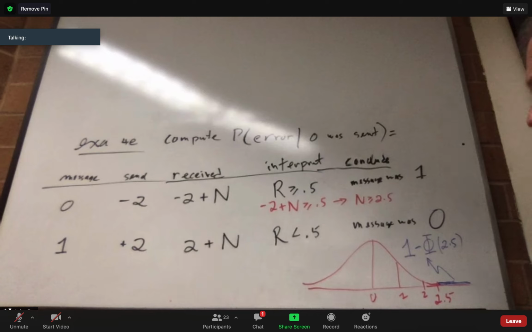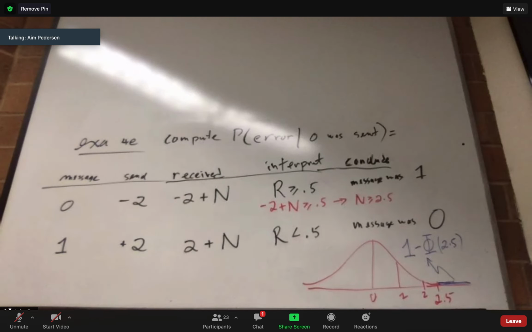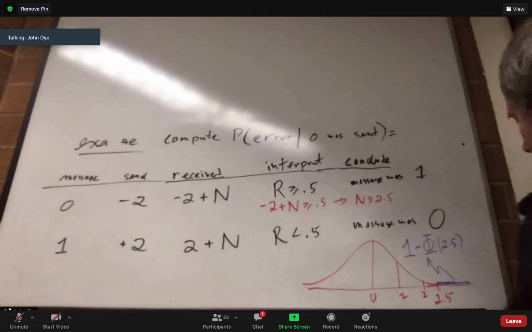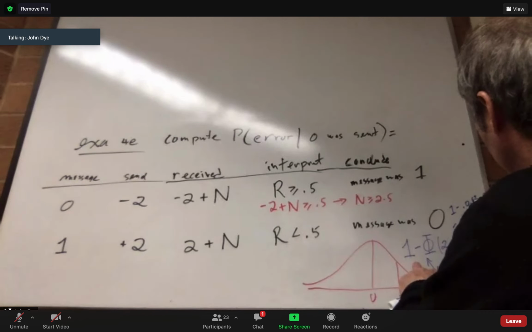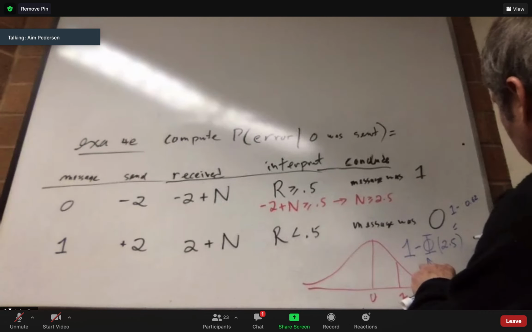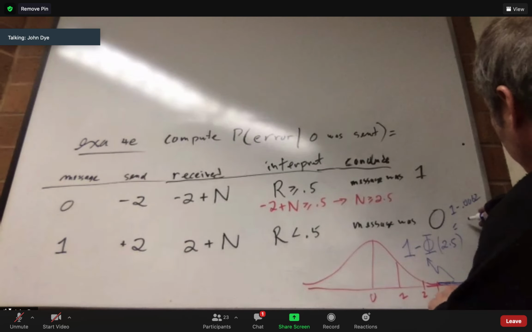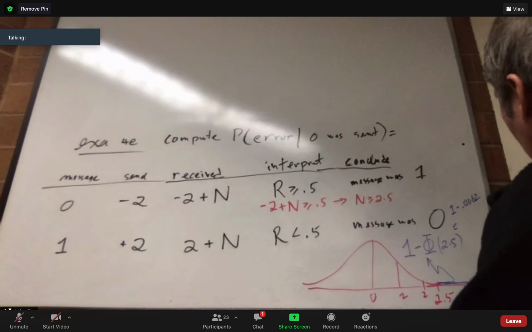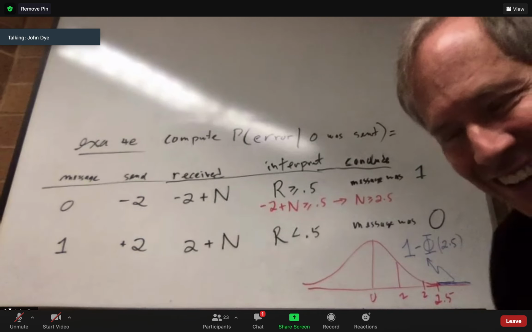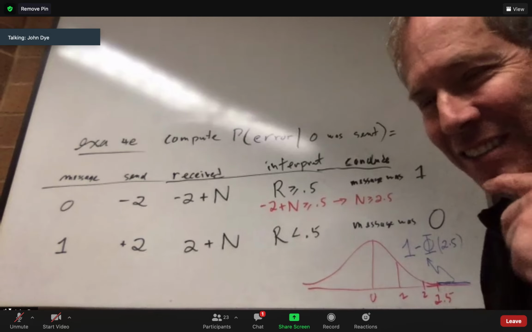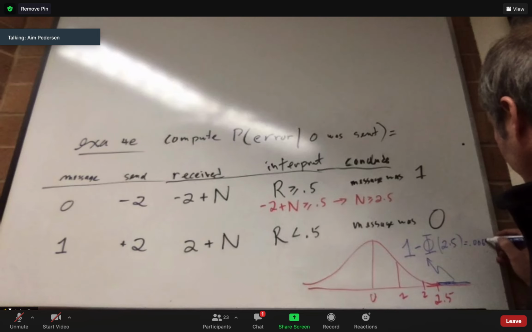I don't know what that is. 2.5 is 0.62%. So this is 1 minus 0.62 percent, so 0.0062. And it doesn't look right. Oh, the answer. Yeah, sorry, you threw me for a loop. I was thinking that's pretty high there. This is not a good setup. Okay, so the answer is 0.0062. Yeah, thank you very much.